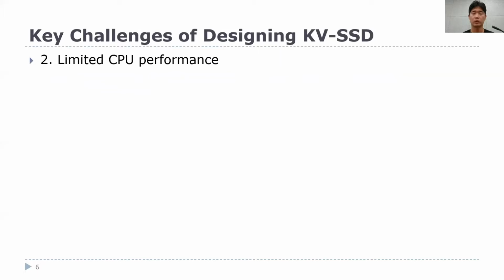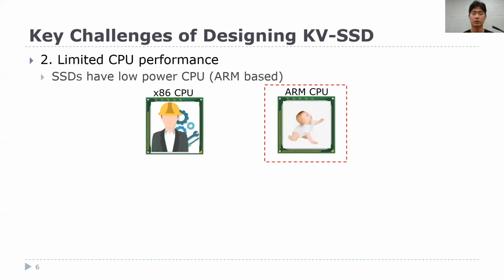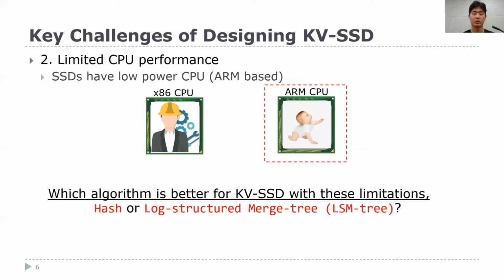Secondly, CPU performance is limited. To reduce power consumption, SSDs use lower power processors like ARM CPUs instead of x86 CPUs. Given these two limitations, which algorithm is better for KV-SSDs, hash or LSM-tree?